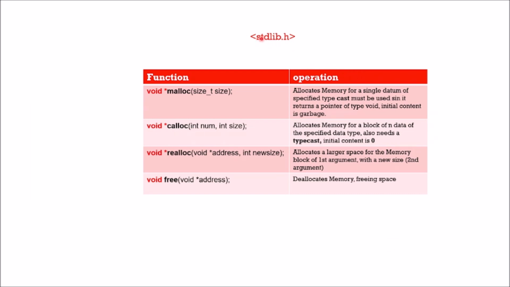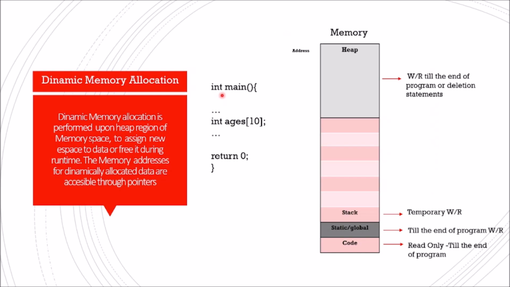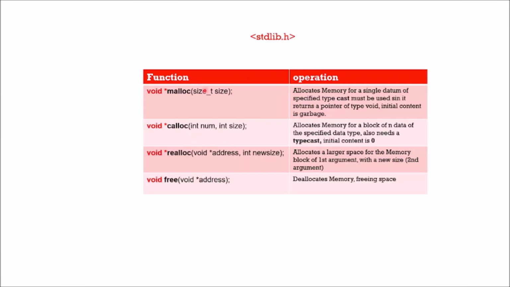Basically, we are going to use this stdlib.h header file that will provide these four functions for dynamic memory allocation. Here you have the function prototypes. The first one is malloc, which will take one argument, which is the size of the data type that we are going to store. In the previous example, we had an array of 10 integers whose name was ages. So for that purpose, we will have to use sizeof integer, okay?